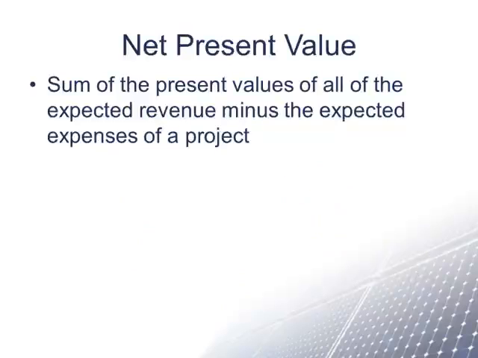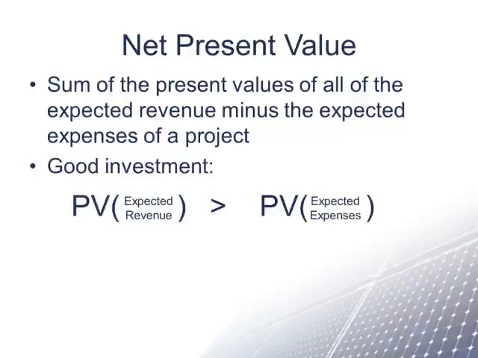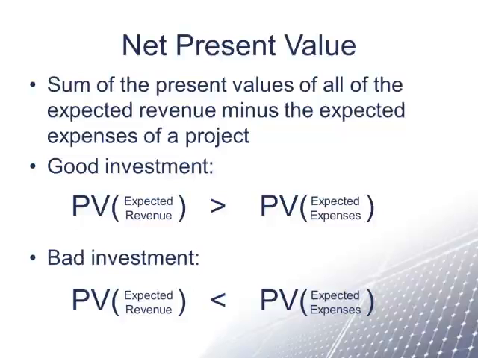The net present value is the sum of present values of all of the expected revenue minus the expected expenses of a project. In general, it is considered to be a good investment if the net present value is positive, meaning that the present value of all of the expected revenue is greater than the present value of all of the expected expenses. It is considered to be a bad investment if the net present value is negative, meaning that the present value of all of the revenue is less than the present value of all of the expected expenses. We'll show this by putting the positive net present value in black and the negative net present value in red.